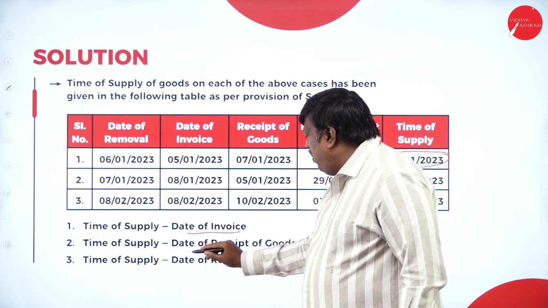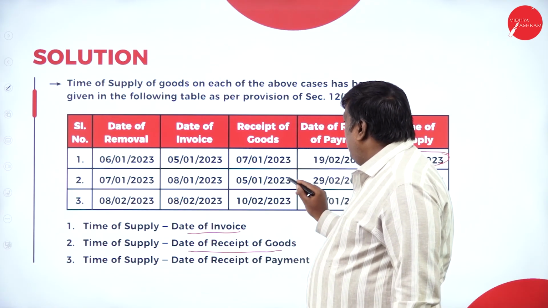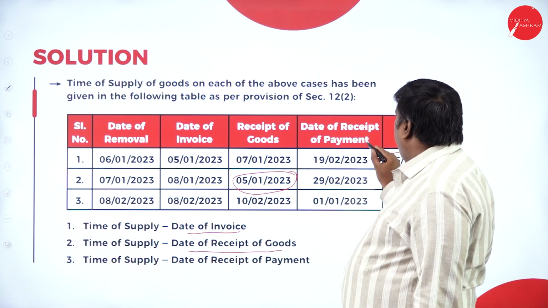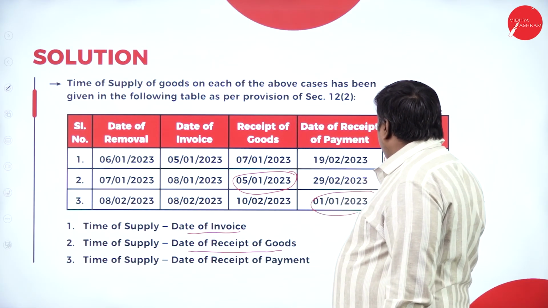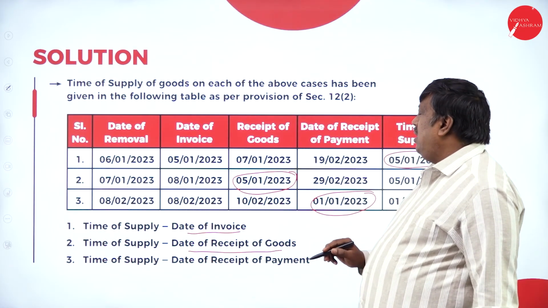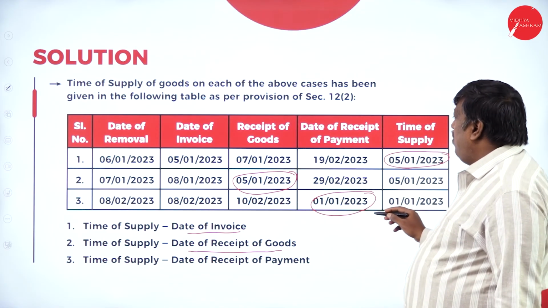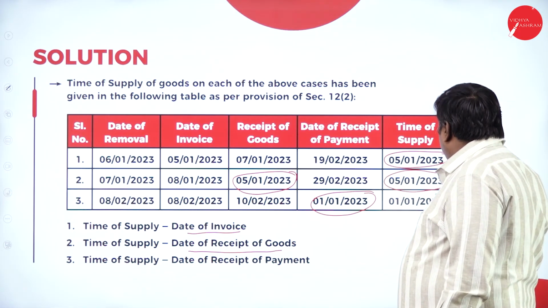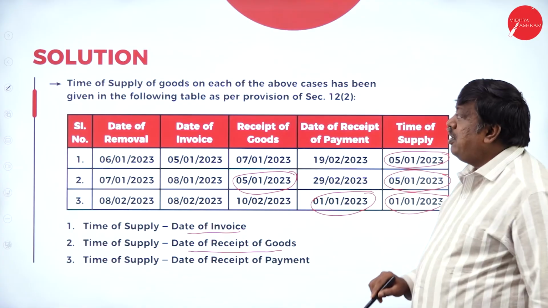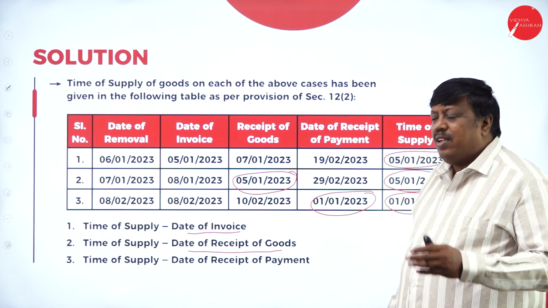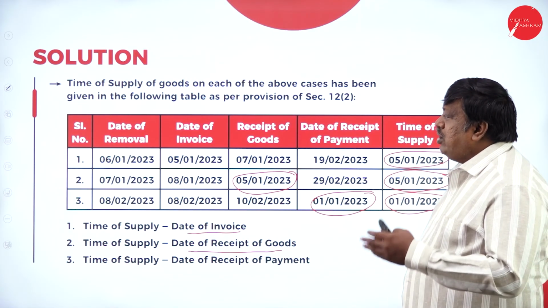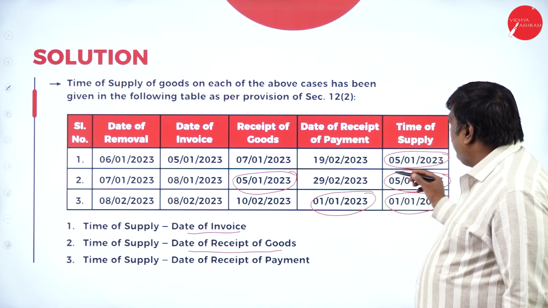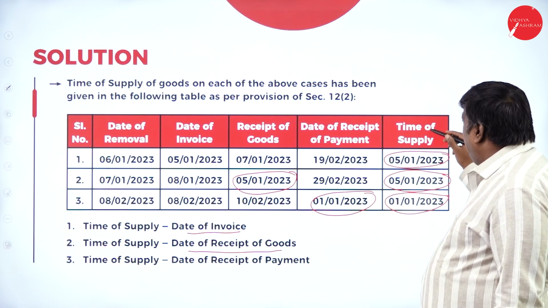In the second case it will be the date of receipt of goods. This is the earliest date. And in the third case, date of receipt of payment, 1st January will be the earliest date in the given information. And now I have to consider 5th January and 1st January as the time of supply in the cases given. It will be a 10 marks question, split into 5 marks. If they ask, just write the date, year, and the time of supply.